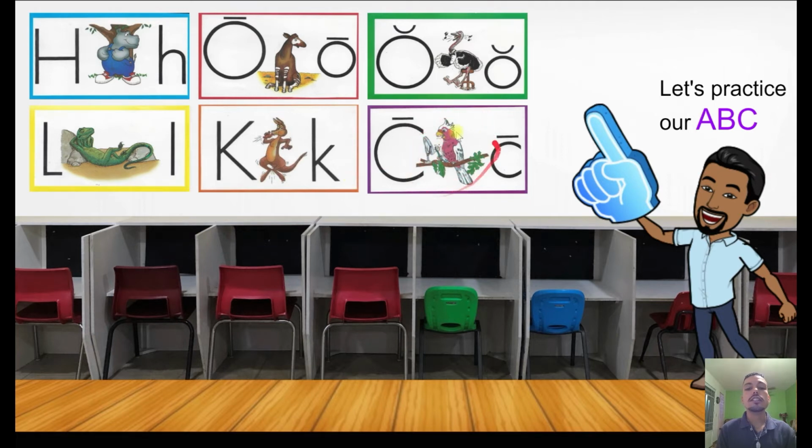The next friend here, its name is cockatoo. Cockatoo. And cockatoo has a letter that sounds K. The letter C with the line on top is going to sound K. Very good, okay?